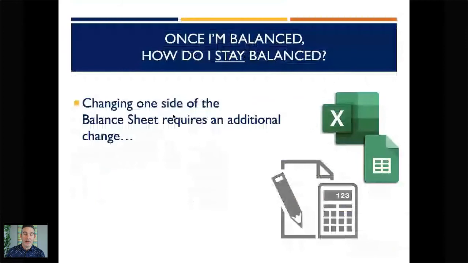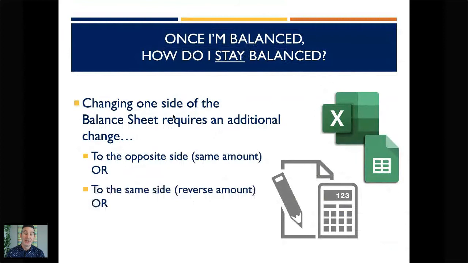So just to summarize, when you change one side of the balance sheet, it requires an additional change. So you can either change the opposite side by the same amount. You can change the same side by the reverse amount. So if it was $10,000, then maybe your cash was reduced by $10,000. Or you could actually do a combination of the two.